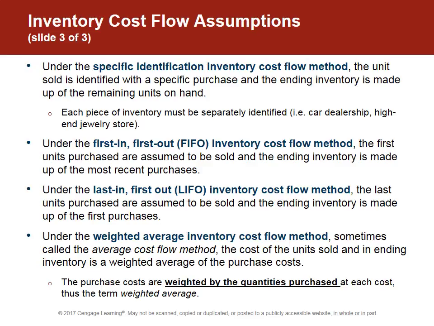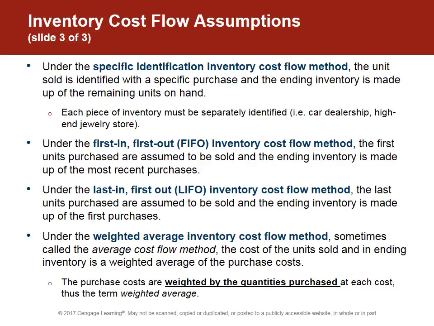So this is one of those slides I hate to see and cringe at, and I almost deleted it and rewrote it, but I felt it might be helpful. It is straight from the book. But under specific ID, the assumption is made that you can specifically identify what's left over and what you sold. So a car dealership would know exactly the car they sold and what's left over.